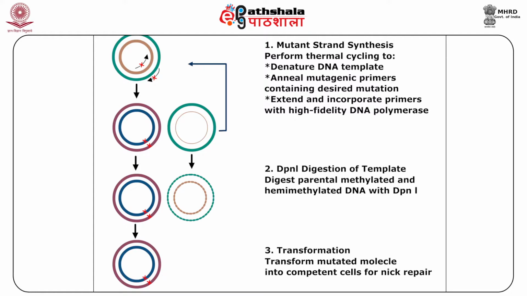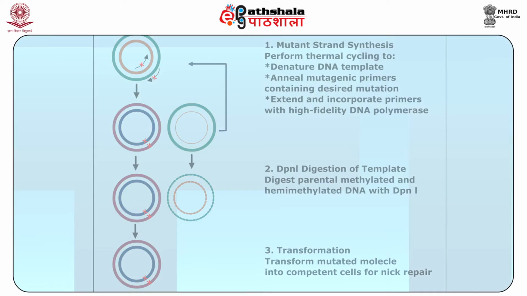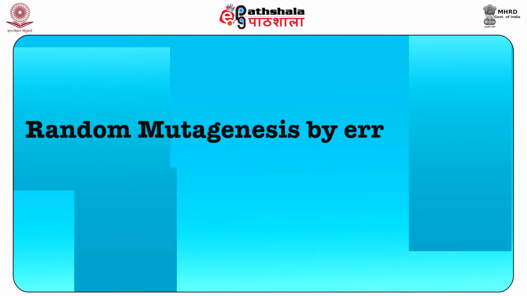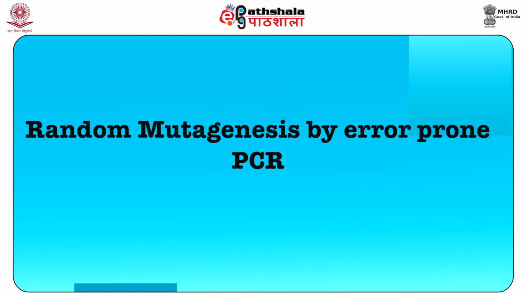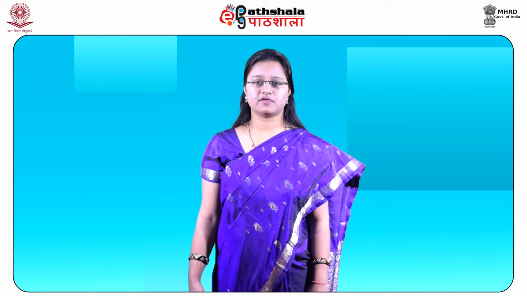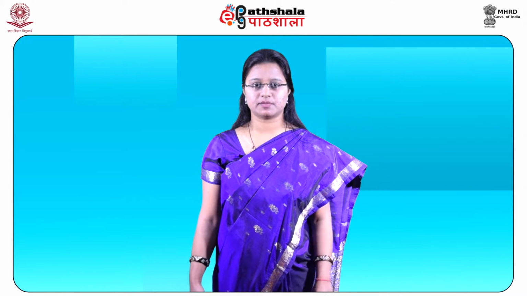This was with the site-specific or directed mutagenesis. There is also a way we can mutate our DNA randomly, which is random mutagenesis by error-prone PCR. In the case of Pfu, we made sure that there are no secondary mutations happening. In this case, we are allowing it so that the PCR is more error-prone.